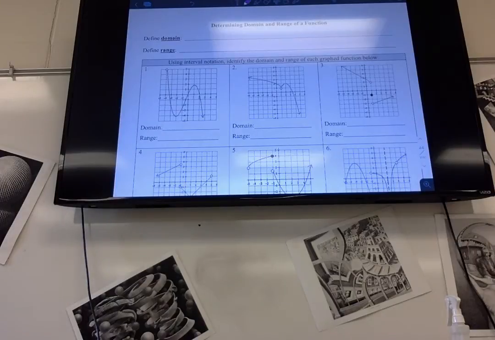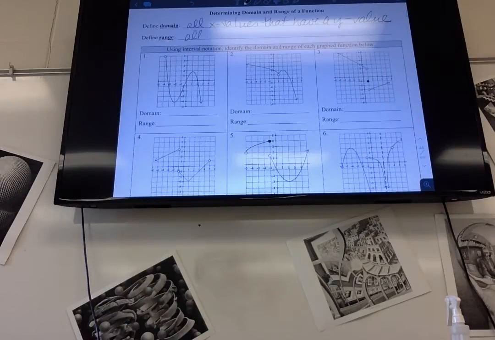Define domain. So what's the domain? Where do we find the domains? Yeah, the x values. So it's all x values that have a y value. And so what do you suppose the range is? All y values. Yep. All the y values that have an x value.